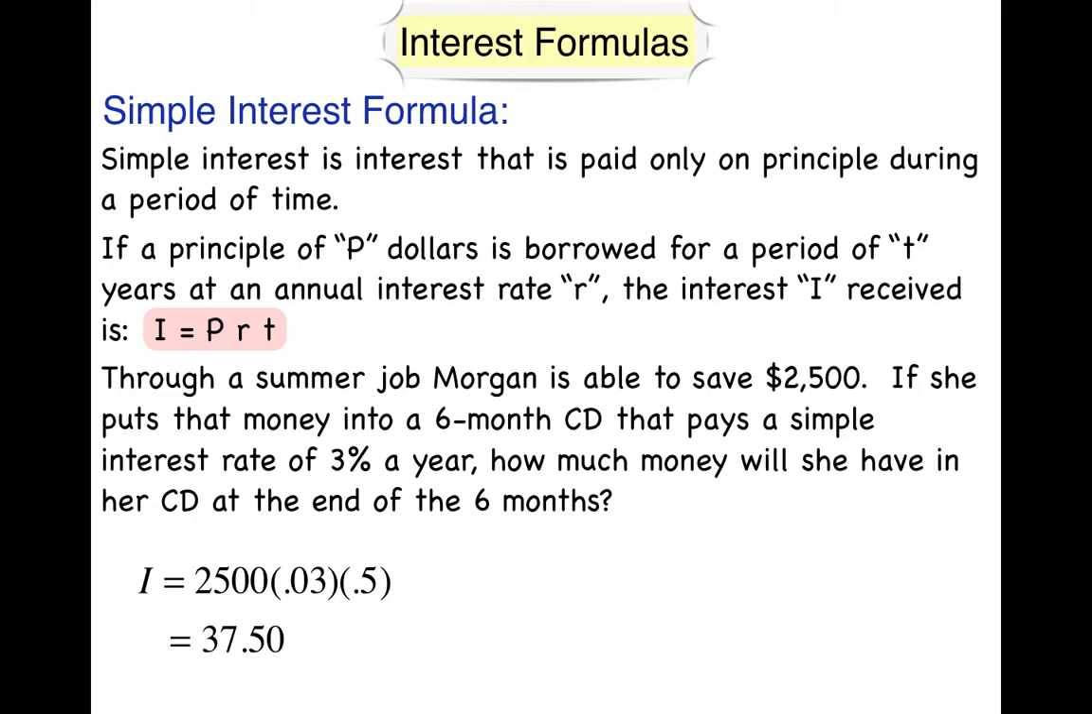So how much do I actually have? I have whatever the original was, plus whatever the interest is, and that's $2,537.50 as my total.